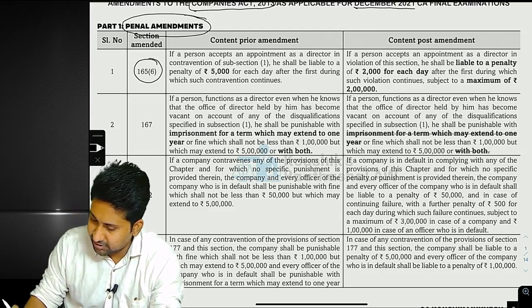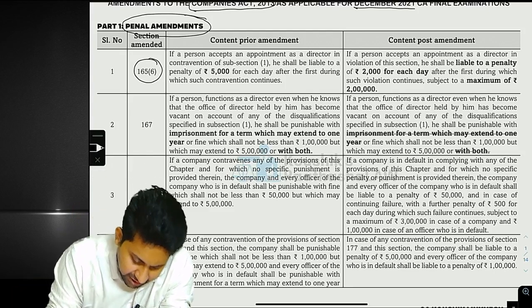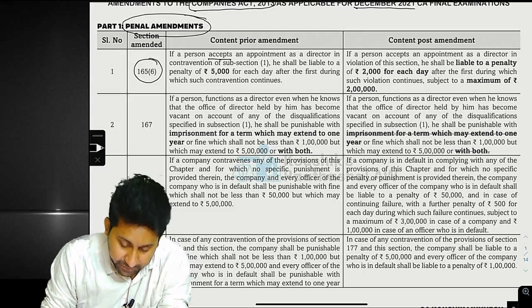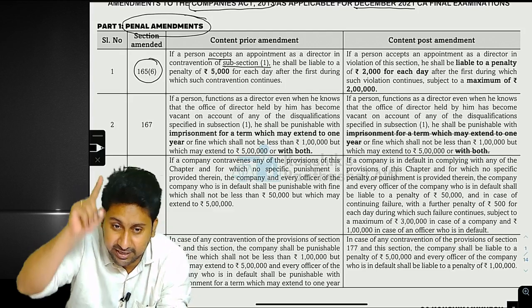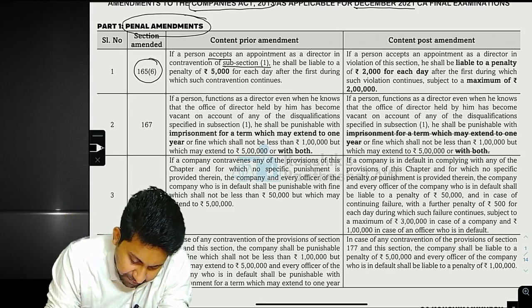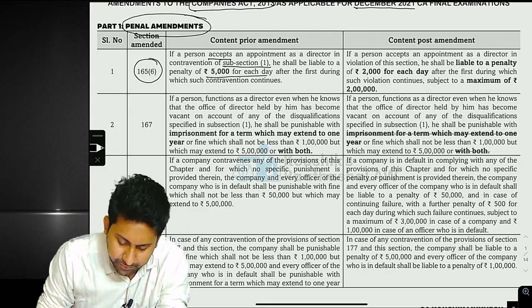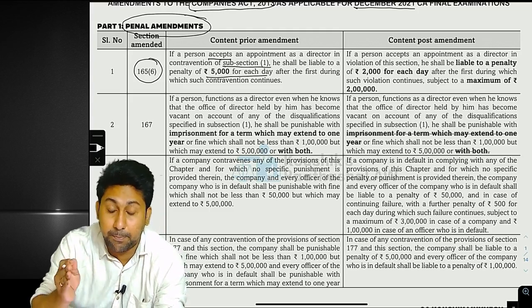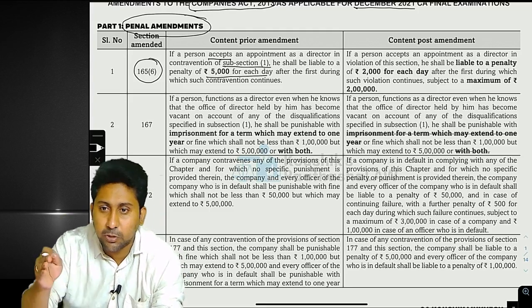Okay, so let's try to understand clearly. If a person accepts an appointment as a director in contravention of sub-section 1, 20 and 10, he shall be liable to a penalty of 5,000 for each day after the first during which the contravention continues. This is the provision prior to the amendment. Content post amendment.